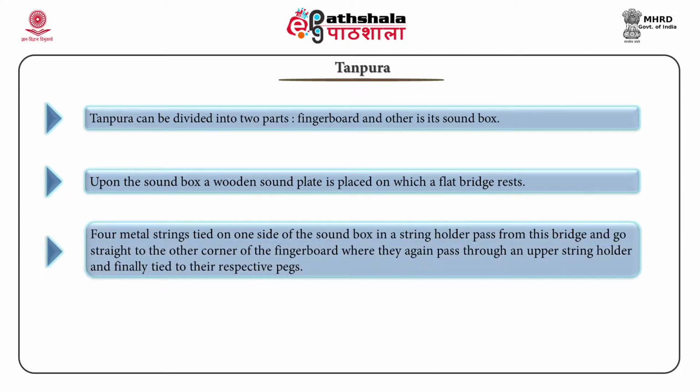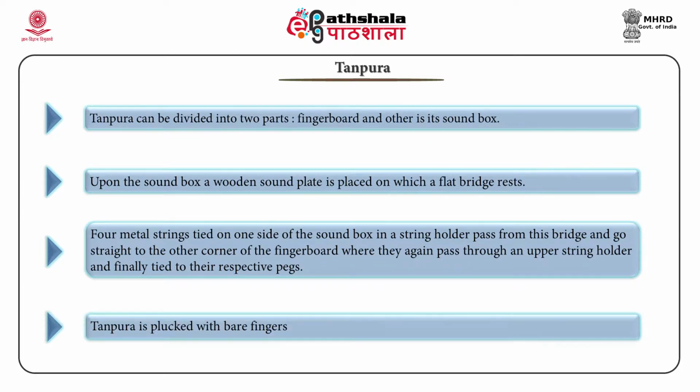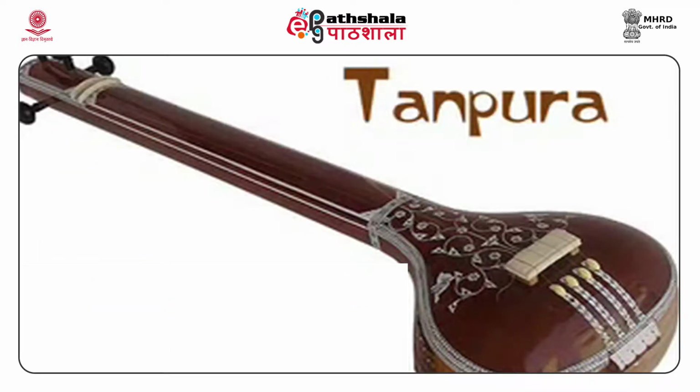Four metal strings tied on one side of the sound box in a string holder pass from this bridge and go straight to the other corner of the fingerboard, where they again pass through an upper string holder and are finally tied to their respective pegs. Tanpura is plucked with bare fingers.